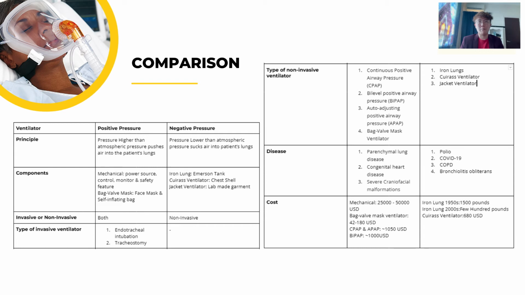Starting off with the mechanism, positive pressure ventilators push air into the lungs with a pressure higher than atmospheric pressure, whereas negative pressure ventilators suck air into the lungs with pressure lower than atmospheric pressure.